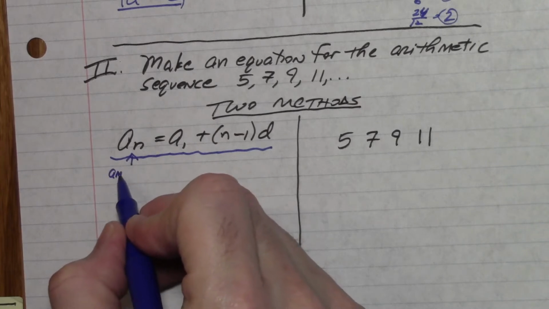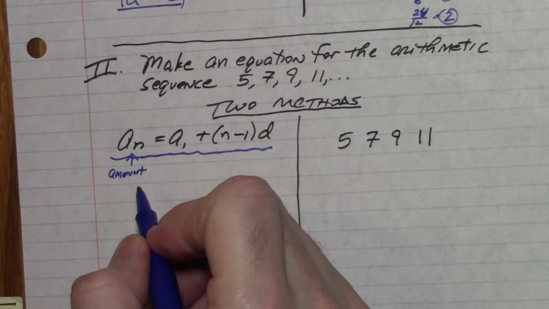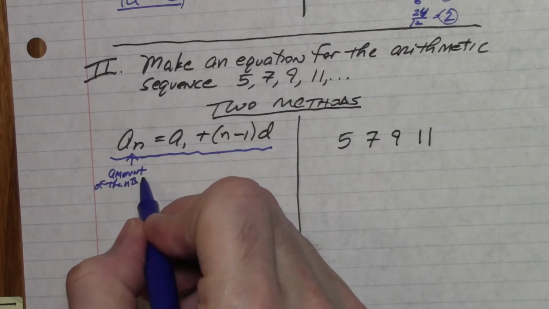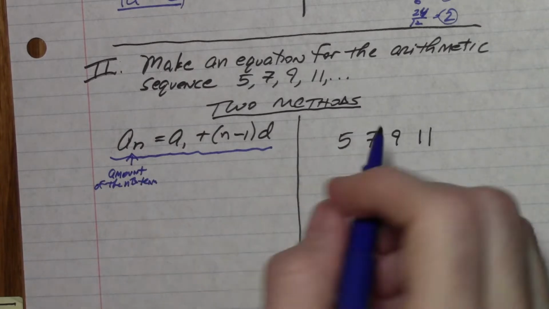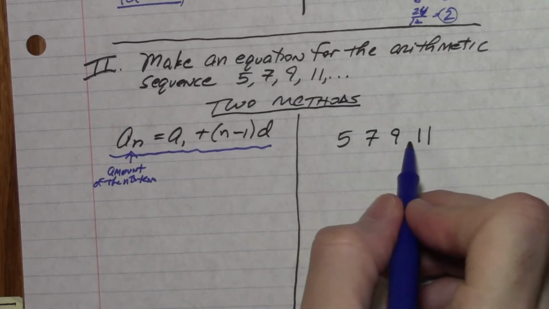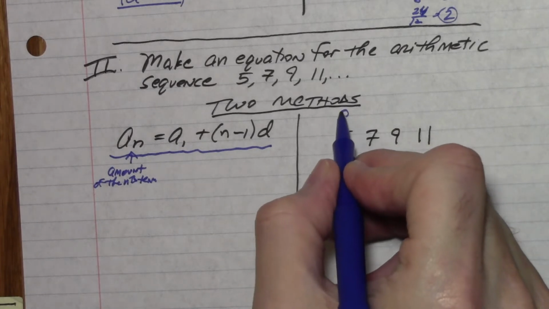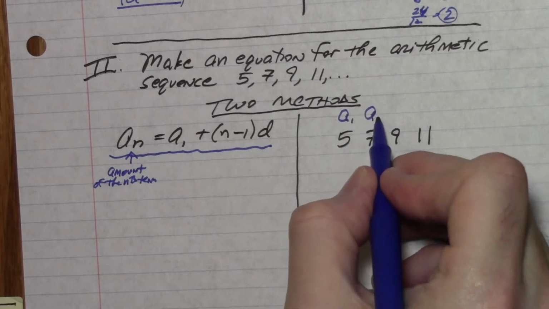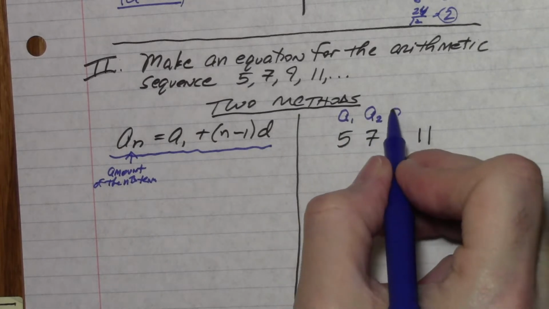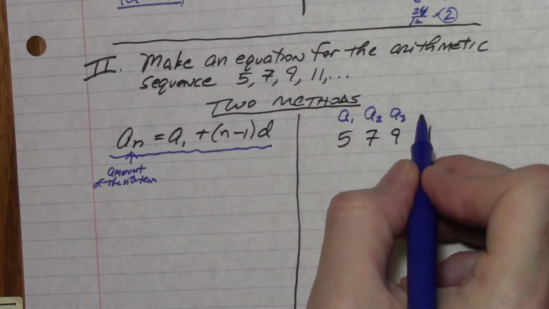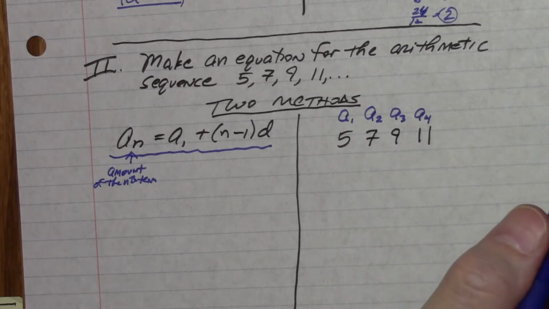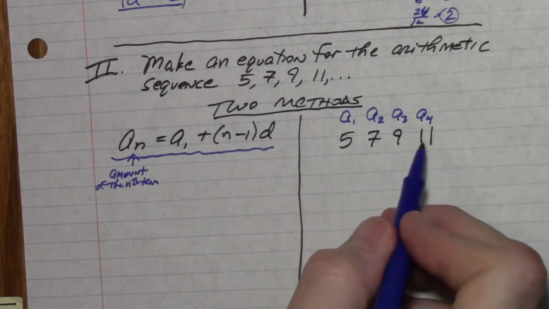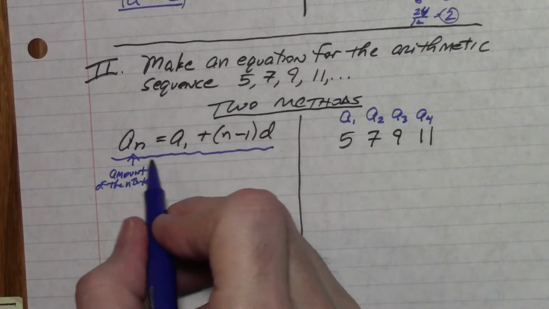An is the amount of the nth term. Now, what I mean by that, when we look over here, let's look at this one. This one is the first term, so I'm going to do A1. This is the amount of that first term. This one's the amount of the second term. This one's the amount of the third term, and this one's the amount of the fourth term. So I have 5, 7, 9, and 11.